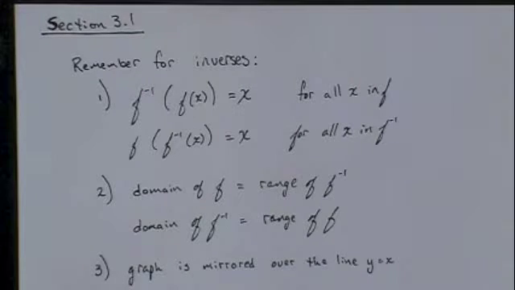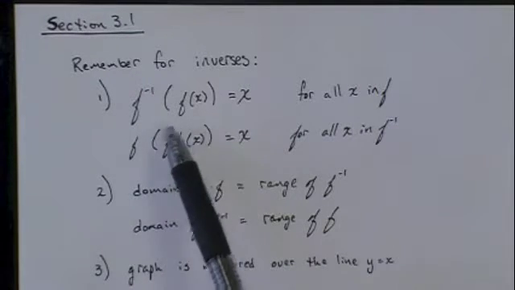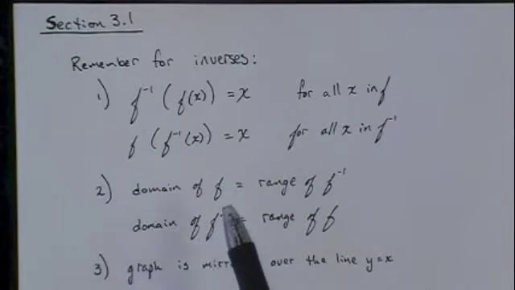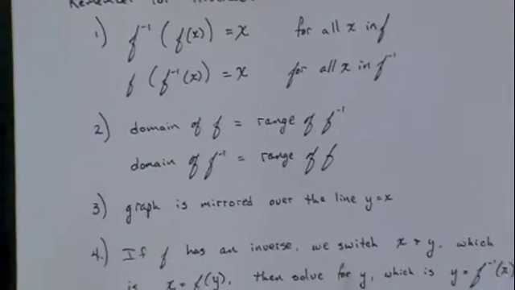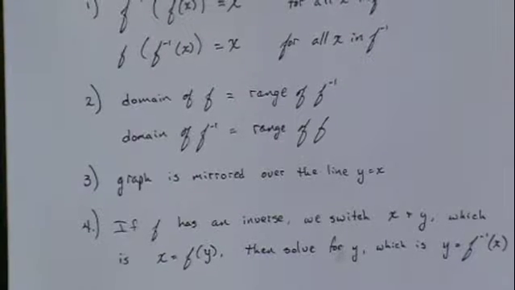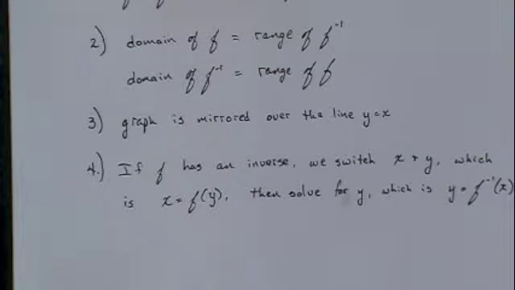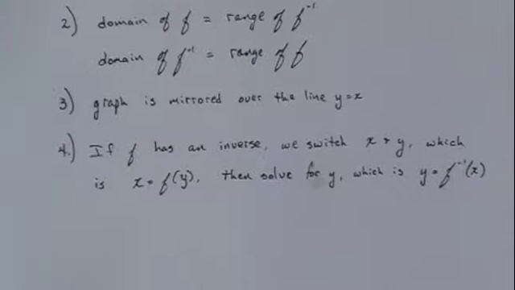Remember for inverses that if we plug the original into the inverse and simplify, it'll equal x. Or if we plug the inverse into the original equation, again, when we simplify, it will equal x. Also for inverses, the domain of the inverse is the range of the original, and the domain of the original is the range of the inverse. Also, the graph of an inverse would be the original mirrored over the line y equals x.